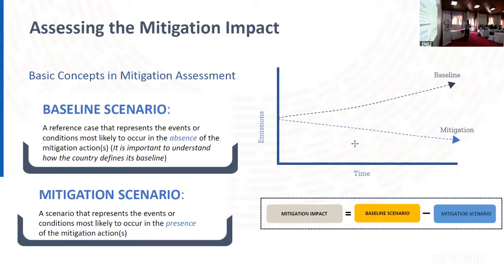And then, once you understand what your trajectory is like in the business as usual case, you develop mitigation scenarios. If my baseline is like this, and I implement action C, what kind of trajectory will it look like? These are what we call the mitigation scenarios, the conditions most likely to occur in the presence of mitigation action. So your mitigation impact is this: you get the baseline that you have developed, your business as usual, and then you look at what you have achieved. This is the impact of your mitigation action.